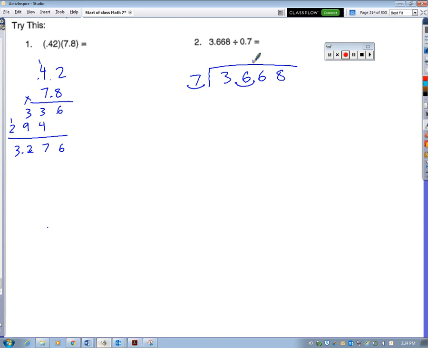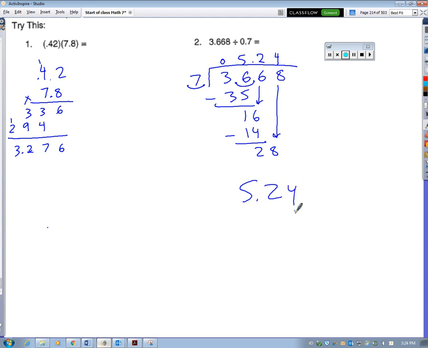So 7 doesn't go into 3 at all. I'm going to put a 0 up here just so it holds my place, so I don't put something in the wrong place later. 7 into 36 goes 5 times. 5 times 7, 35. 36 minus 35 is 1. Bring the 6 down. 7 goes into 16 2 times. 7 times 2 is 14. Subtract. Gives me a remainder of 2. Drop down the 8. 28. 7 goes into 28 4 times. So my final answer is 5.24.